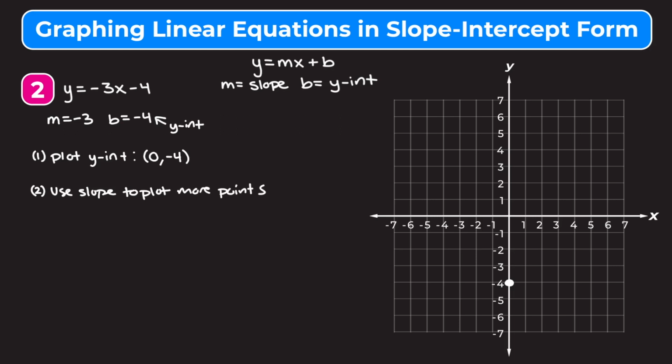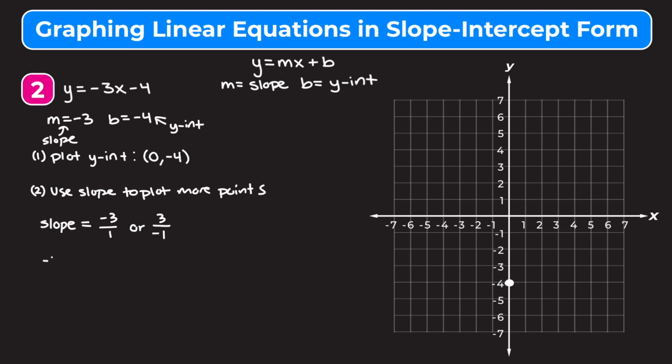So remember, our m value is our slope. And our slope this time is a whole number, but I think it's useful to write slopes as fractions. So we're going to write our slope as negative 3 over 1. And now we could have also written this as positive 3 over negative 1. So negative 3 divided by 1 is negative 3, and positive 3 divided by negative 1 is also negative 3.